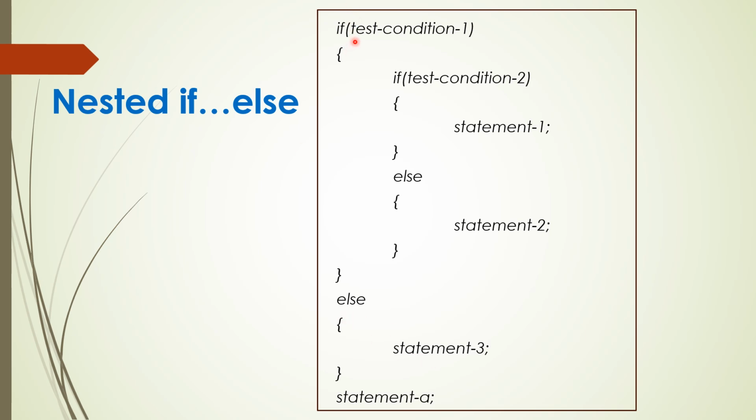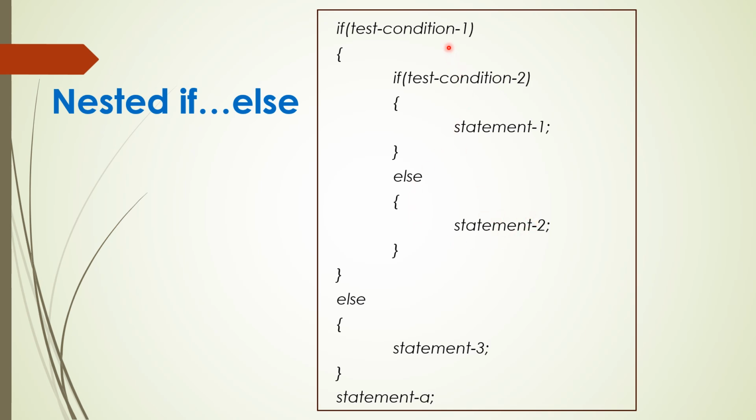Suppose, let us assume the test condition 1 is true, then it enters inside the block and checks the if condition again. Because it's a nested if, we have one more if else. Now there is a second condition. If this second condition is true, it enters into this. If the second condition is false, then it follows the else statement. Though my test condition 1 is true, whereas my test condition 2 is false, the statement 2 will be printed.